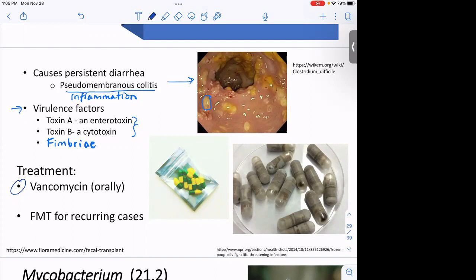When that doesn't work, there's an alternative treatment that we've been doing for a little while, and it hasn't really taken off. We're only doing about 10,000 of these a year. They abbreviate it FMT, so that stands for fecal microbiota transplantation.